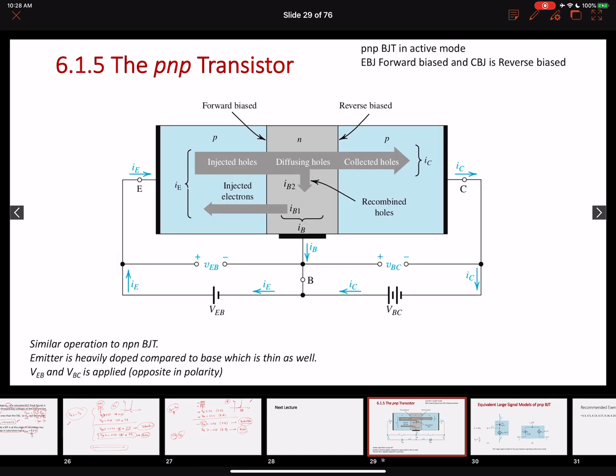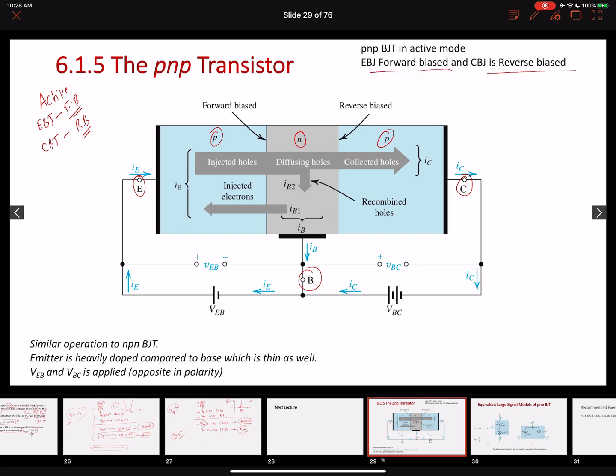Here's a PNP transistor. Again, three terminals: emitter terminal, base terminal, and collector terminal. We have a PNP transistor, so p-type, n-type, p-type materials here. Let's assume this operation is for the active region, where the emitter-to-base junction needs to be forward biased and the collector-to-base junction needs to be reverse biased.